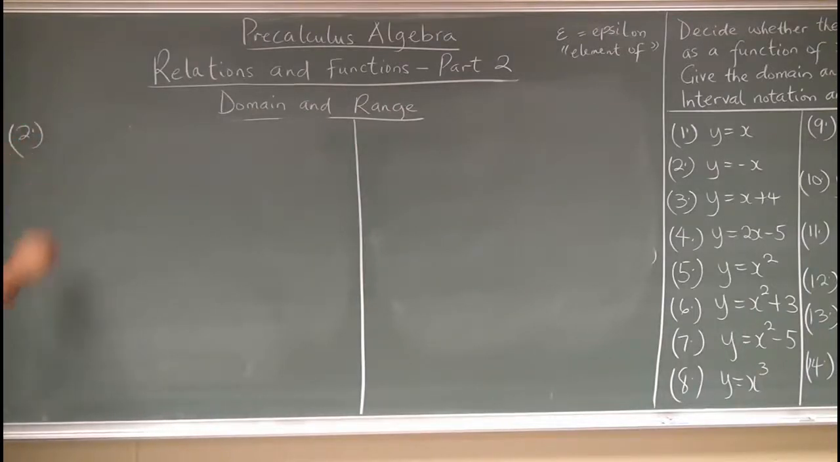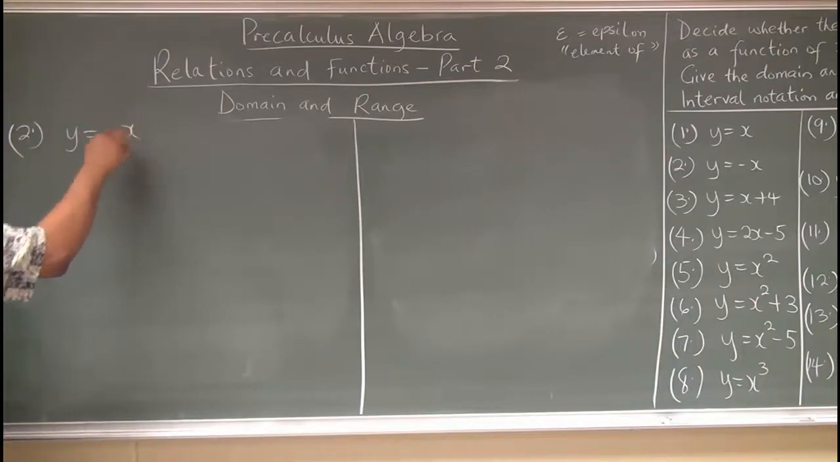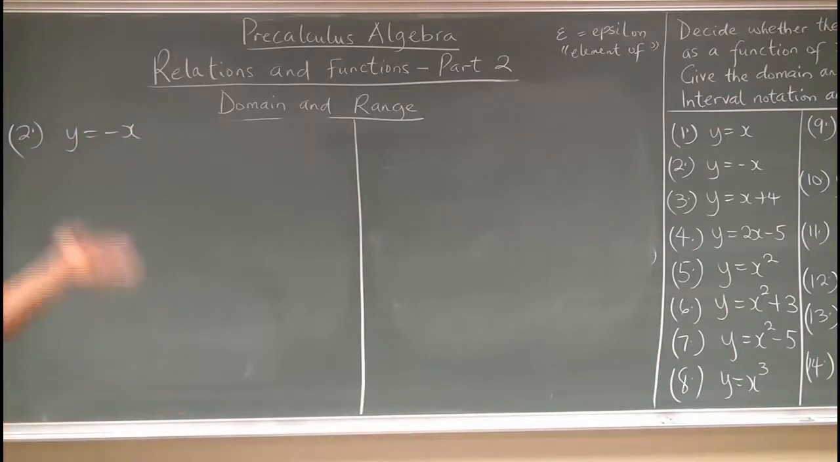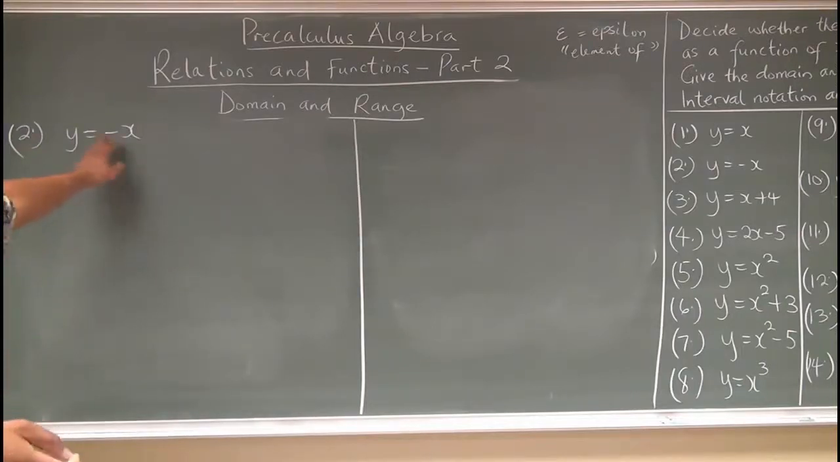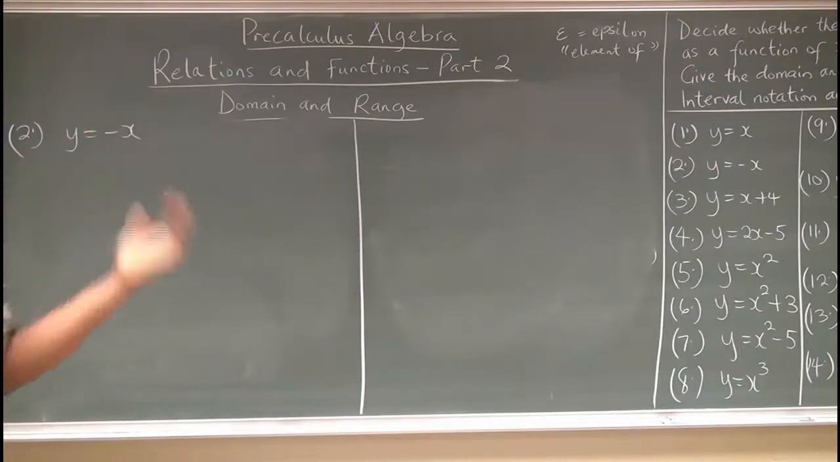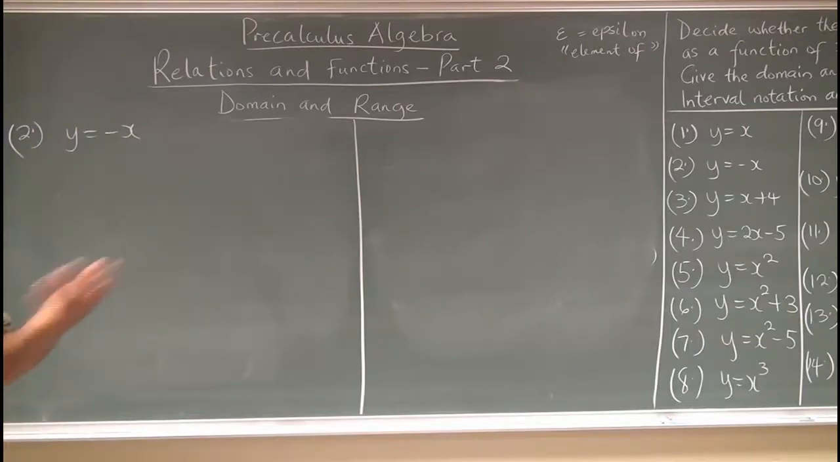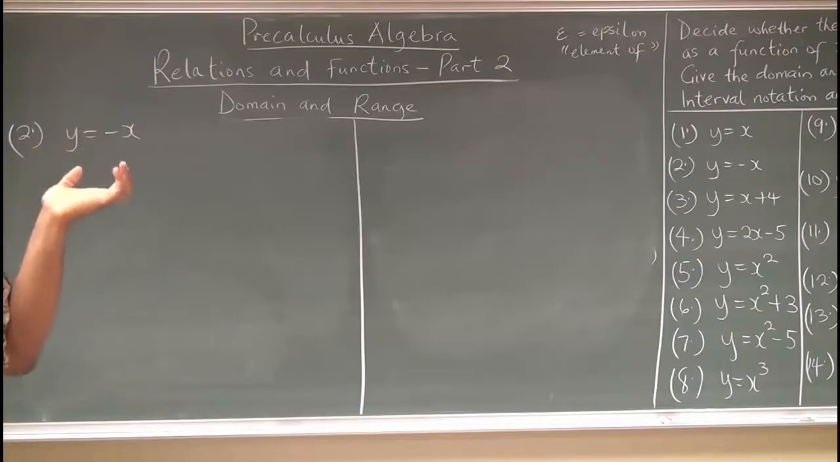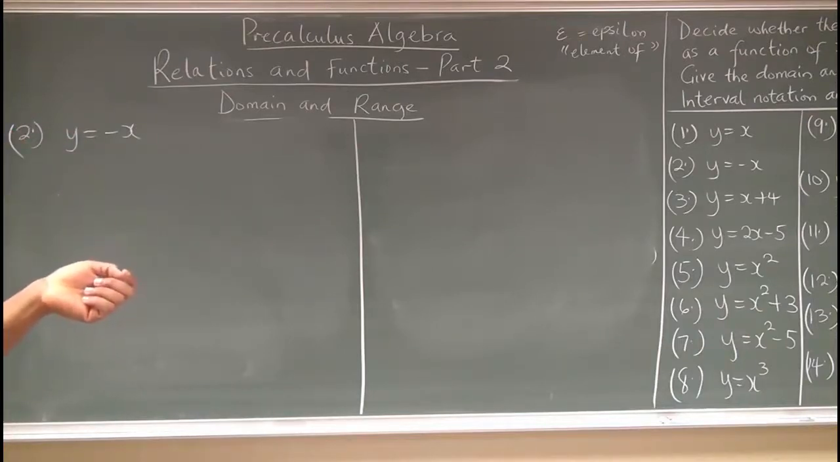Question 2, y is equal to negative x. Here, x could be anything, but whatever x is, the result will be the negative of that. If x is 2, then the result will be negative 2. If you input 2, the output will be negative 2. If you input negative 2, the output will be 2.